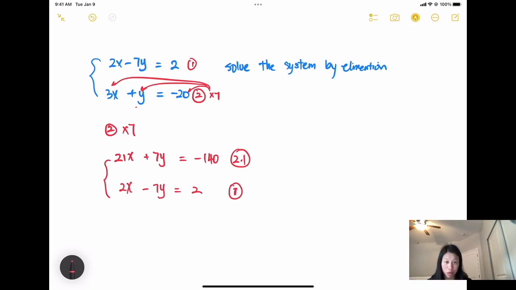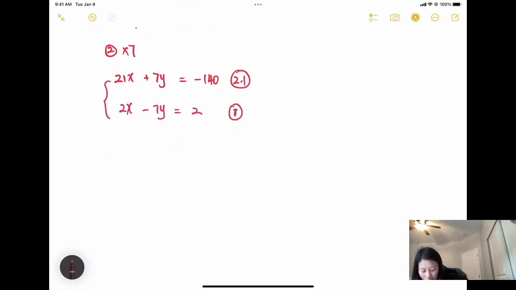We can add both, right? Because 7 and negative 7, we will have what? 0. So that means I want to add the transformed second equation to the first equation. So 21x plus 2x is 23x. 7y plus negative 7y equals 0. Negative 140 plus 2, I have negative 138. So now divide by 23.